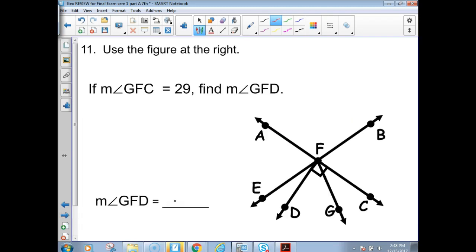All right, so number 11, it says that GFC is 29. Find GFD, which would be here. So since that's a right angle, you just do 90 minus 29. And that would be 61.